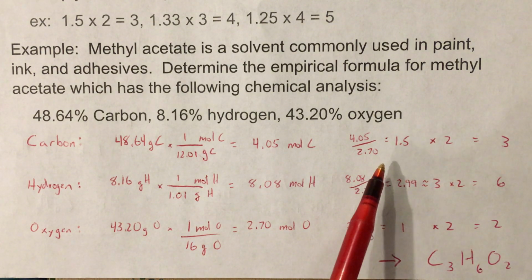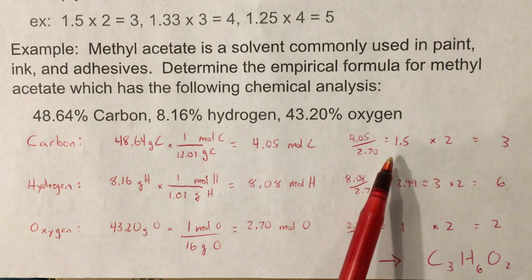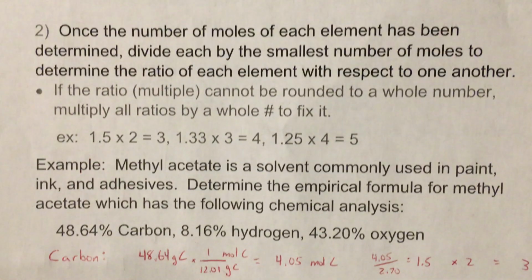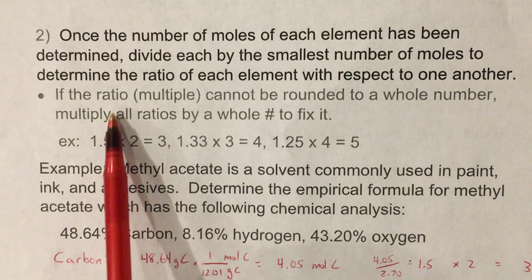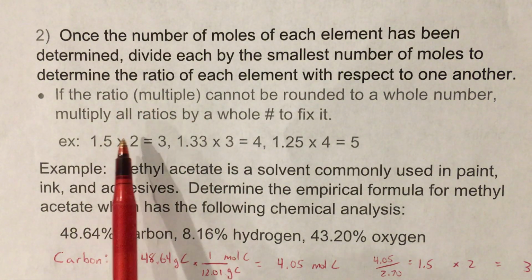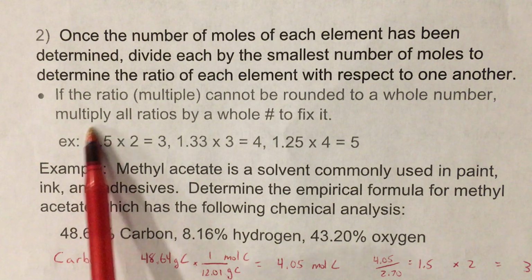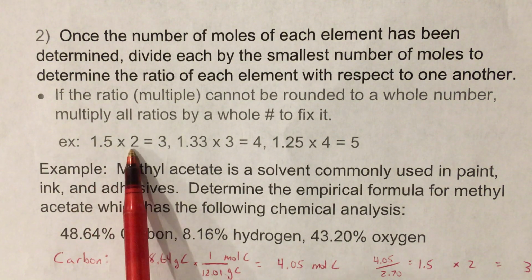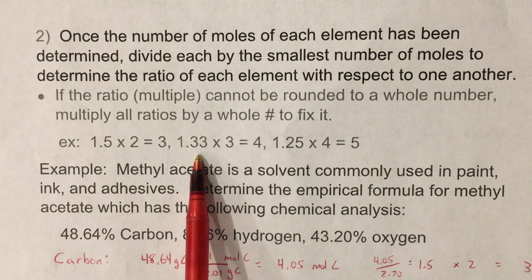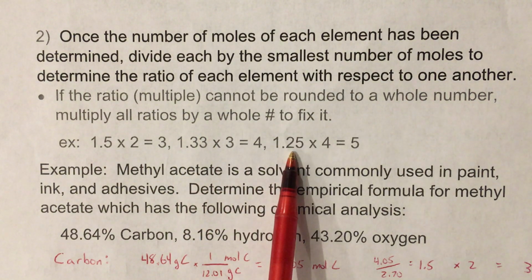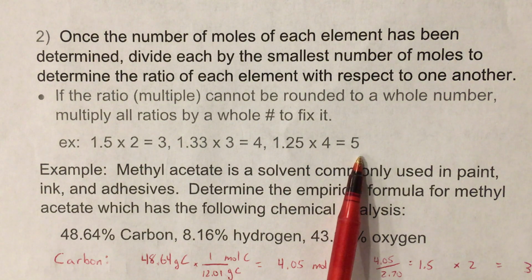Now, if I'm going to write an empirical formula, I can't write C1.5. It's got to be a whole number. And that's where this part up here comes into play. So if you end up with a decimal for your ratios, you're going to have to apply a multiplier. If you have a 0.5, you can double it to always get a whole number. If you have something that's a 0.33, you can triple it to get a whole number. And a 0.25, you can quadruple it to get a whole number.